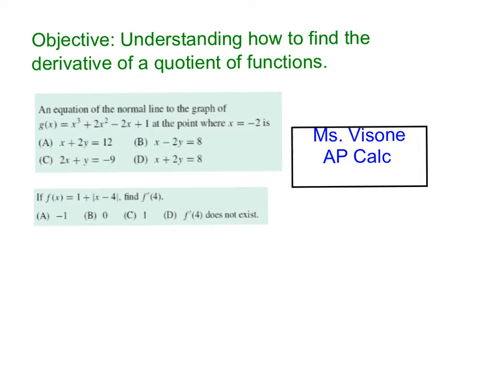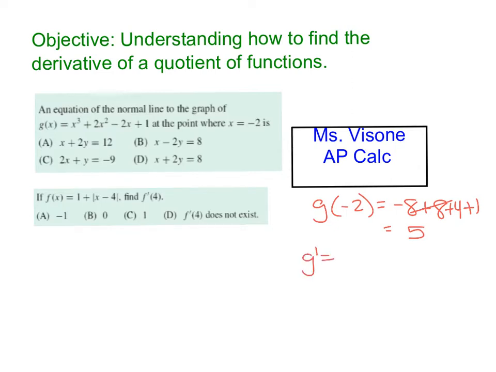So, an equation of the normal line to the graph of g of x at the point where x equals -2. So we need that y value. I'm going to start by plugging in -2. That's -8 plus 8 plus 4 plus 1. So my y value is 5. And then I need the slope of the tangent line.